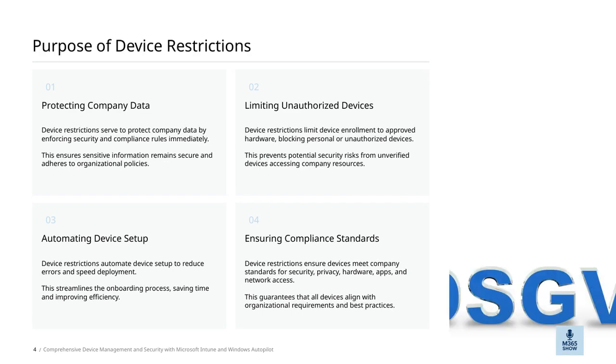Today, I want to talk about the purpose of device restrictions. Essentially, these restrictions help us manage and secure devices across the organization using tools like Microsoft Intune and Windows Autopilot. They make sure that every device aligns with our company's security, privacy, hardware, application, and network standards. By doing so, we ensure that all devices meet organizational requirements and follow best practices.